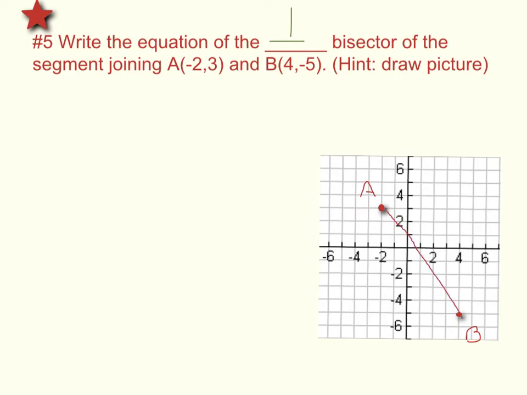All right, not too bad. We need an equation of the perpendicular bisector of that line. Now, there's going to be several steps here. Okay? Step 1 is you need to find the slope.